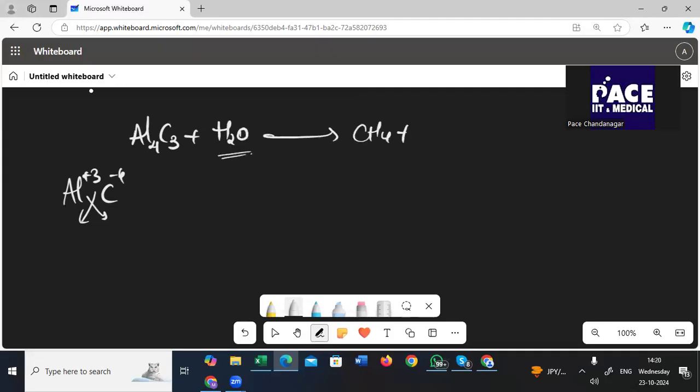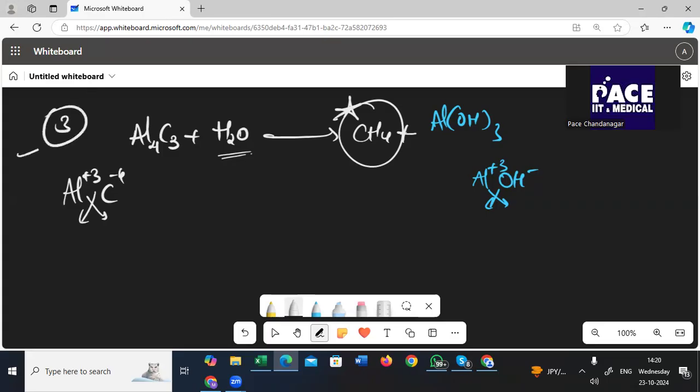aluminium hydroxide. Any reaction with water will always give you hydroxides. Which hydroxide? Obviously a metal hydroxide. Hydroxide is OH minus, and that has to go with a metal. The metal here is aluminium, so Al is +3. Now again crisscross, that would be Al(OH)3 getting released. But the main product we have to talk about is CH4, which is your methane. So this is one of the reactions you can go with, and this is type 3.